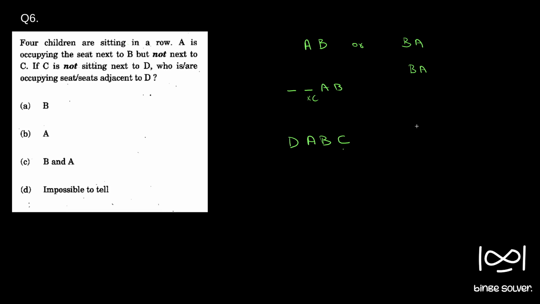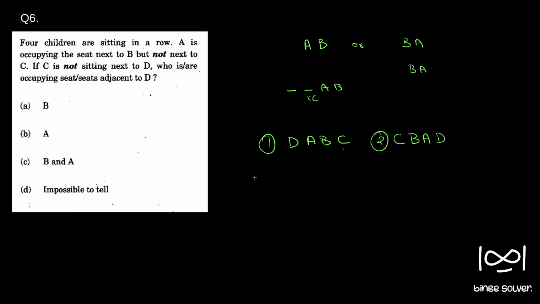Now another combination is from here, it can be B, A, D, C. It could be like this also. These two are the possibilities. So this considers all the information. A is occupying the seat next to B, done, and A is not sitting next to C, done, and C is not sitting next to D, done. This is the first possibility, this is the second possibility.